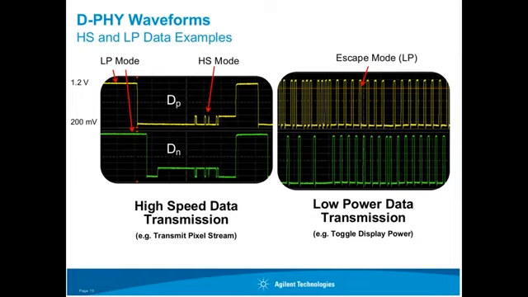The left screenshot shows the high-speed data transmission initiated and terminated by LP transitions. The HS transmission is implemented differentially, with complementary signals on DP and DN. LP transmissions are implemented single-ended. The right screenshot shows an example of an LP transmission. LP transmissions are used, for instance, to turn on and off display panels. So these are the different waveforms or operational modes that you will find on the D-PHY interface.